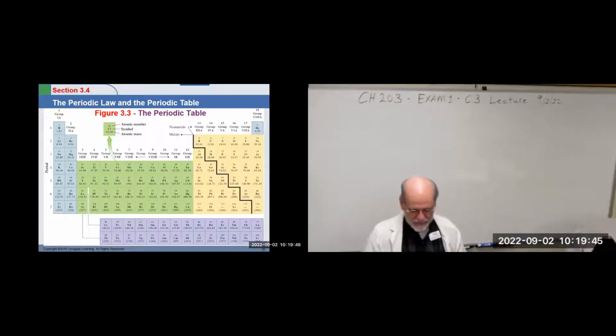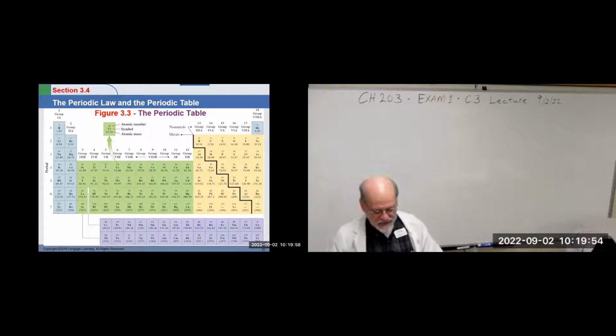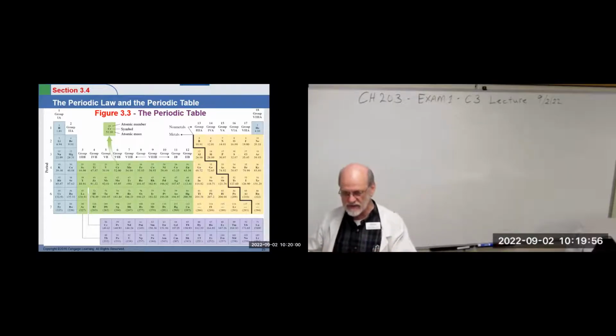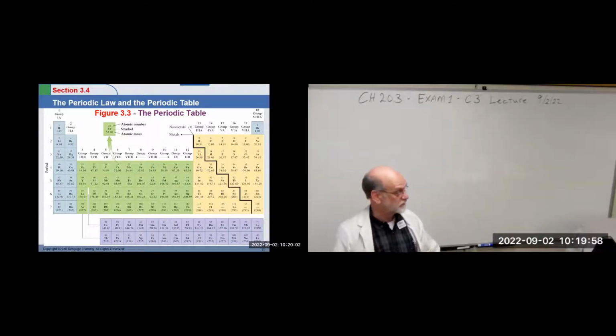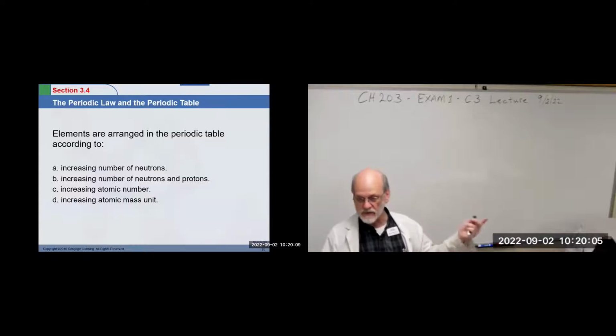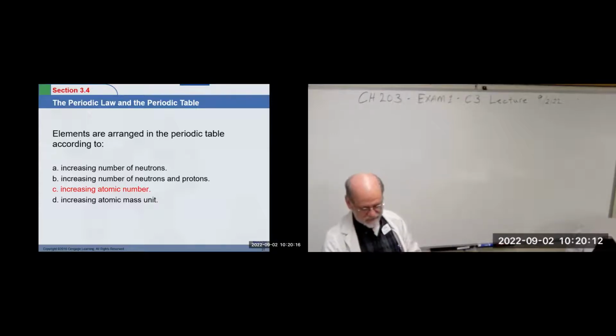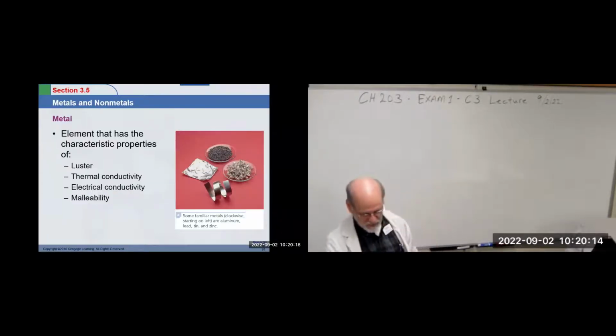Okay. We talked about the information that's here. Besides the symbol is the atomic number and the atomic weight. And every periodic table will have at least that information in there. Sometimes they'll have more. That one has information on the electronic structure of the atom also built into it. Okay. Elements are arranged in the periodic table according to increasing atomic number.